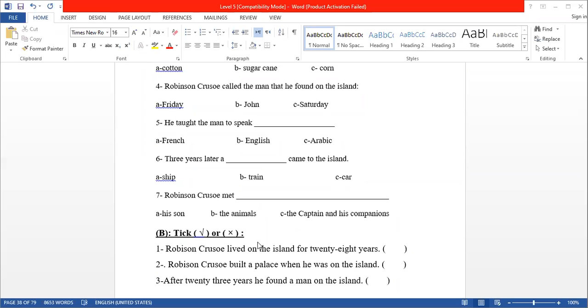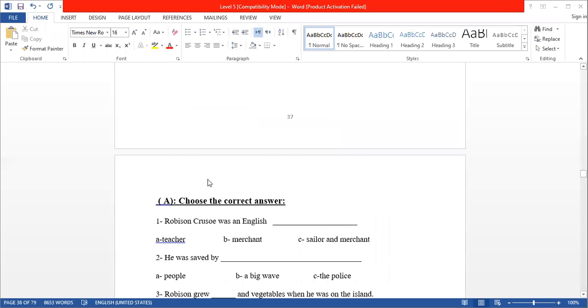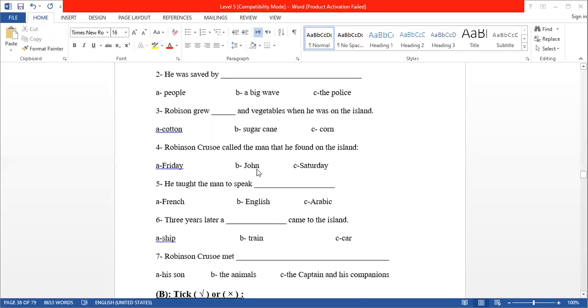T or F, right or wrong? I'm going to say some sentences. Some of them are true and some of them are false. Robinson Crusoe lived on the island for 28 years. Is it true or false? True. Yes, he lived there for 28 years. So we are going to write here T.